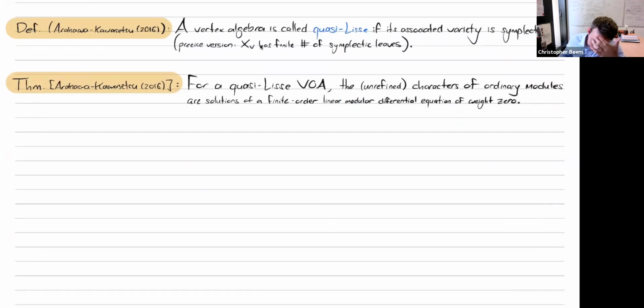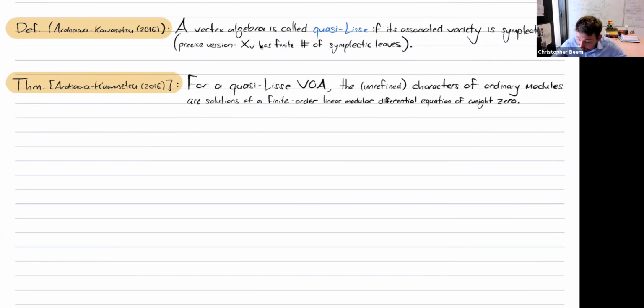In this paper where they introduced the terminology, Arakawa and Kawasetsu dubbed a vertex algebra with this property quasi-lisse. The history of that name is a little funny, but let's not worry about it. It means this state of affairs that I just described.